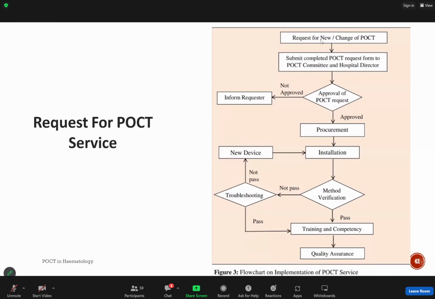We have the flow here: request for new or change of POCT, submit completed POCT request form to POCT committee and hospital director. The POCT committee in the hospital or in the public health will evaluate and then give the approval of the POCT request. If not approved, they will inform the requester and explain why. After the approval, it comes with procurement, installation, method verification, training of competency, and quality assurance.